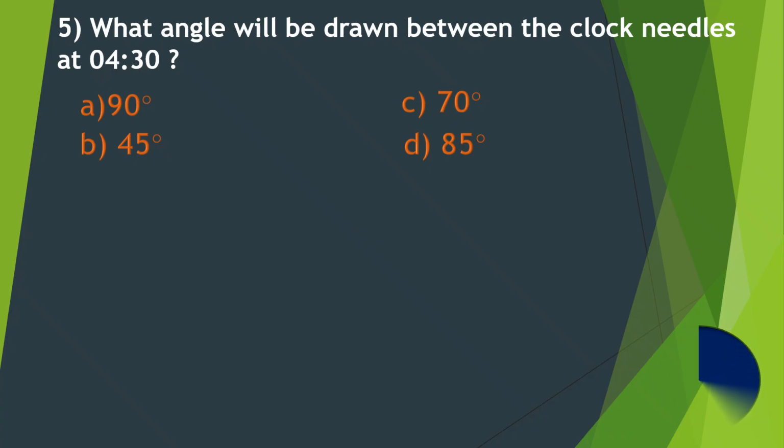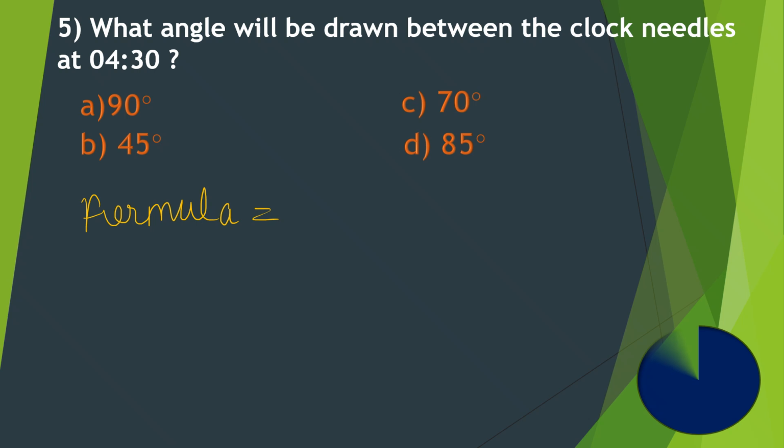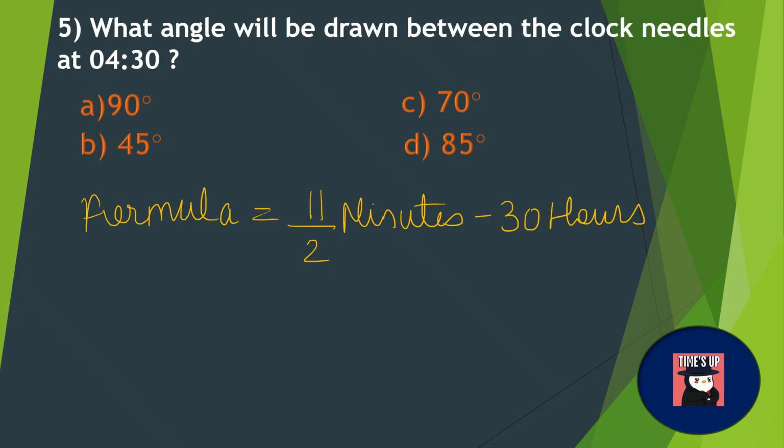What is the formula, students? Formula is, I will write you all. 11 by 2 minutes minus 30 hours. This is the formula. 11 by 2 into minutes. Minutes is 30 minutes minus 30 into 4 hours. Correct?